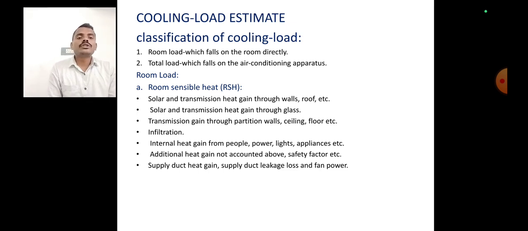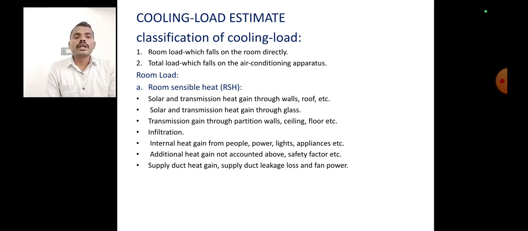Next is the total load, which falls on the air conditioning apparatus. It is a room load. Total load means the atmospheric air comes into the building and mixes with the returned air. It is also cooling load. We need to consider that.